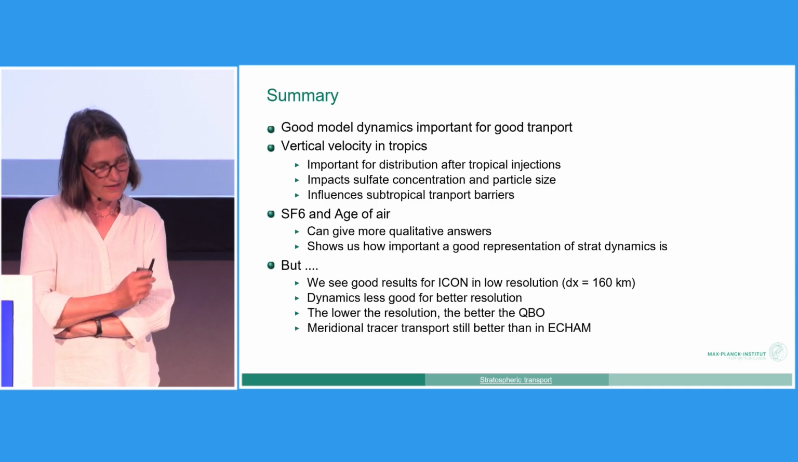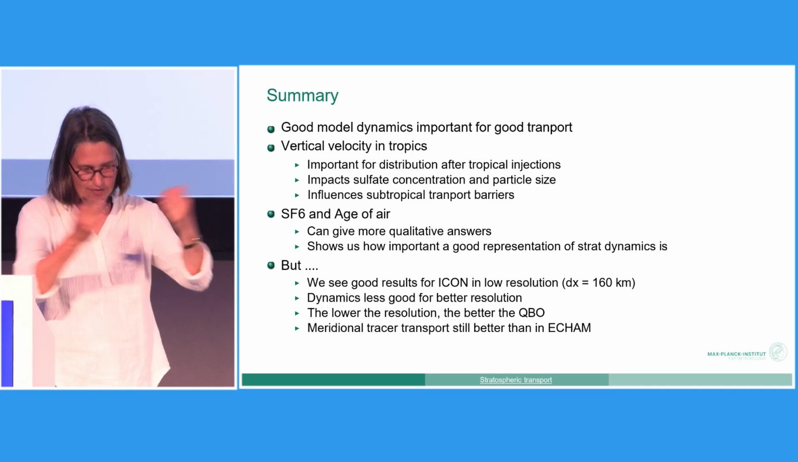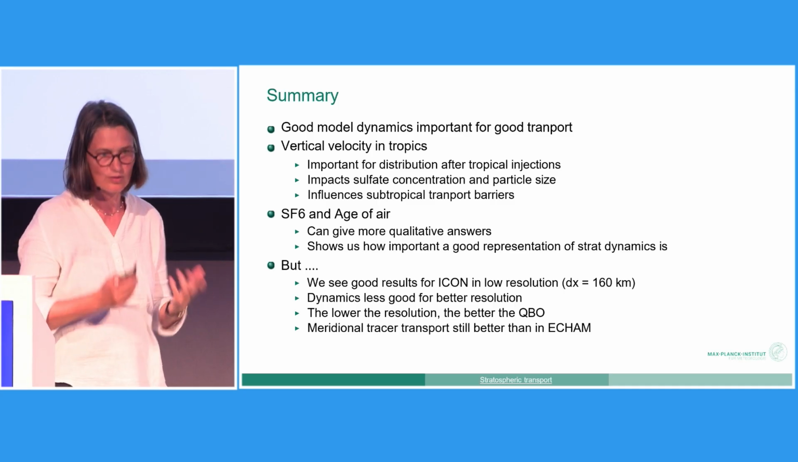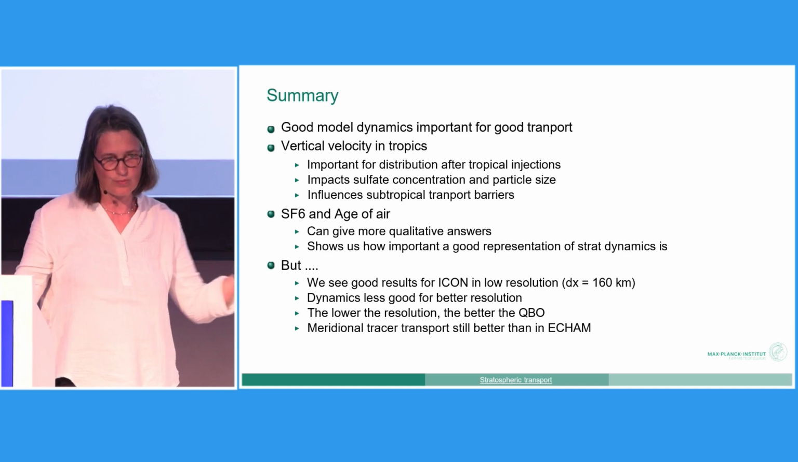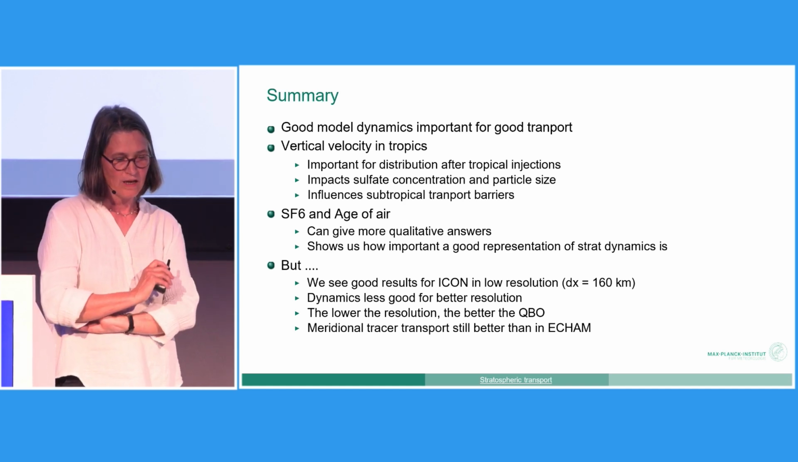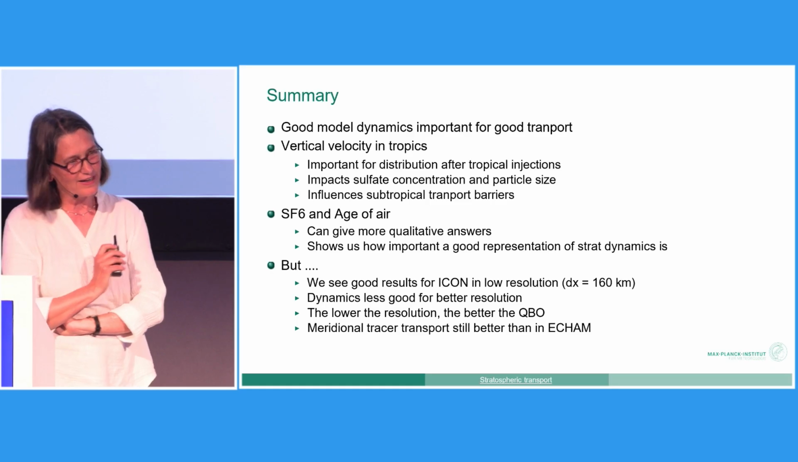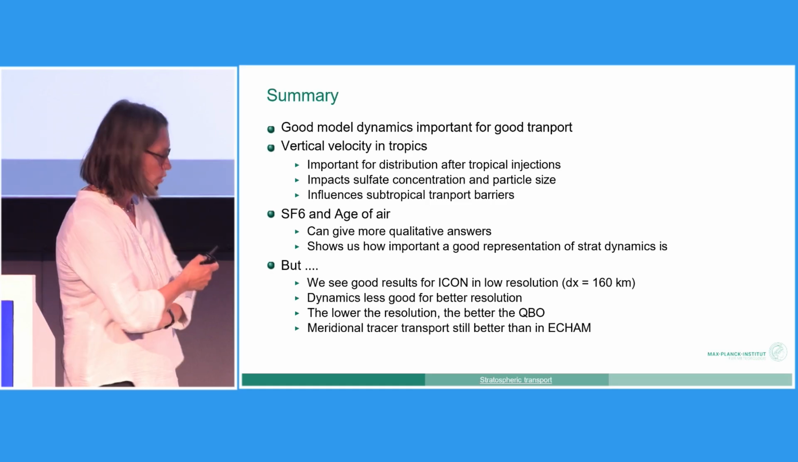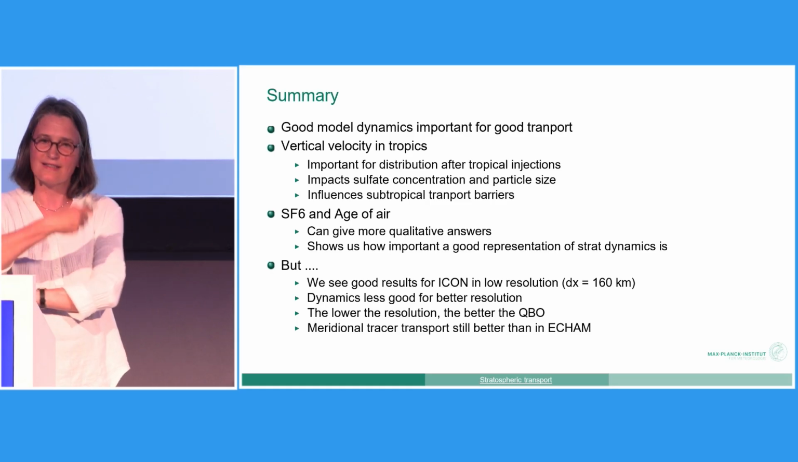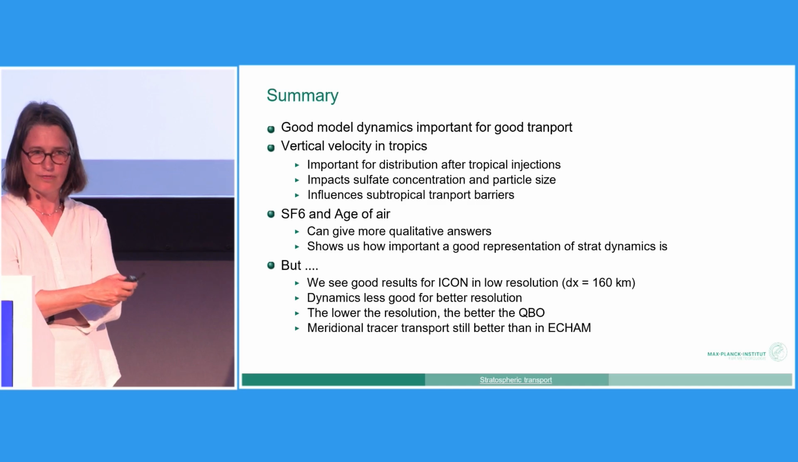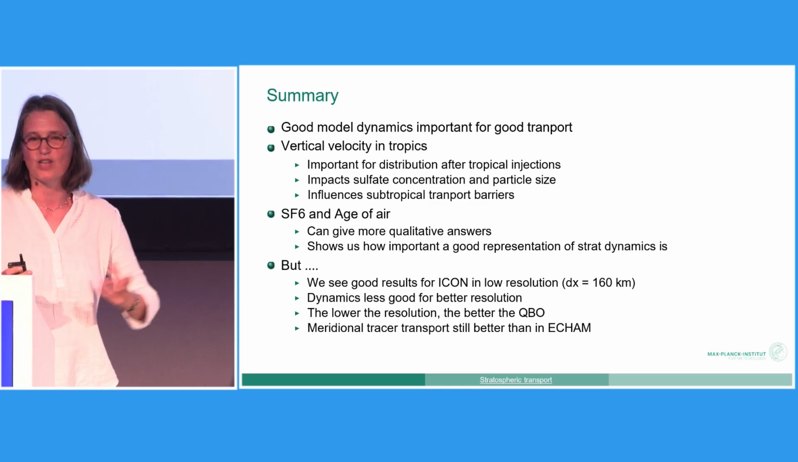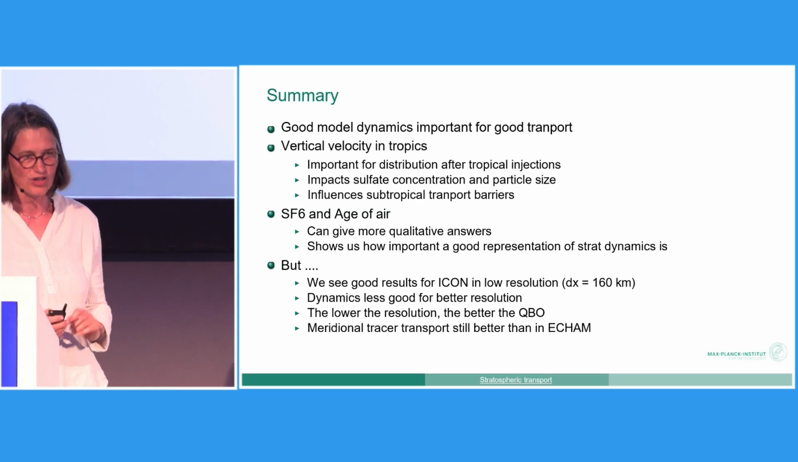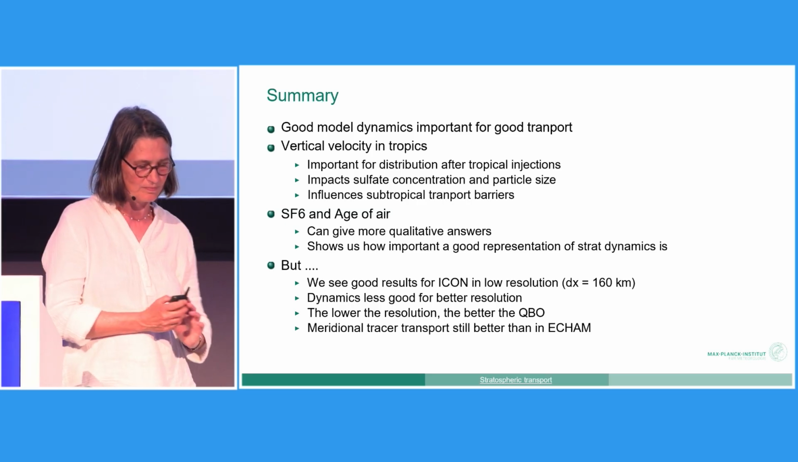And also we see that it has influences on the tropical transport barriers, so how strongly our aerosols will be transported towards the pole. So the SF6 or Age of Air can really give us an answer how good our models are. So a step forward to what we do now. We only compare our models and say, yeah, it's maybe not perfect, but we don't know which one is right. Here we have a chance to really get a little bit more.